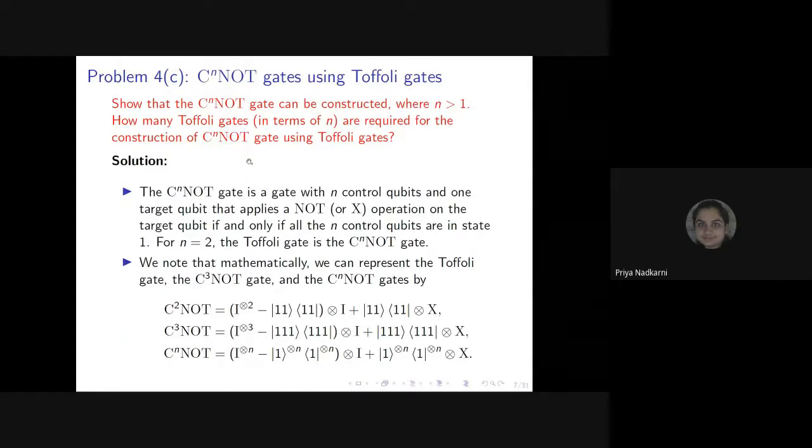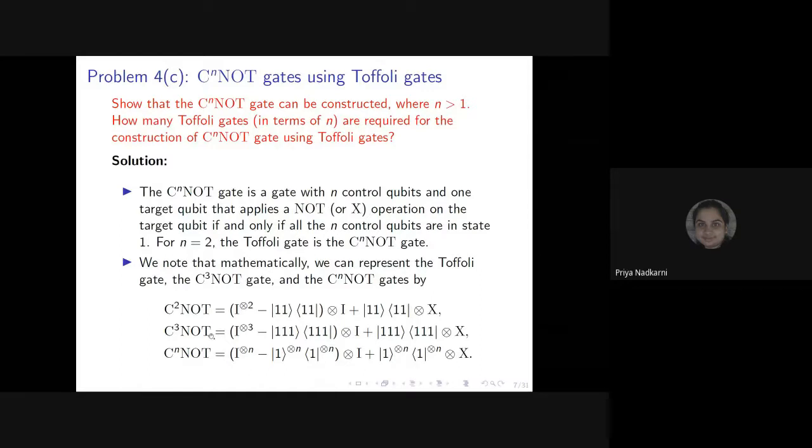So in the next question, we'll see how we implement any C^n NOT gate using Toffoli gates. The question is, show that the C^n NOT gate can be constructed, where n is greater than 1. How many Toffoli gates, in terms of n, are required for the construction of the C^n NOT gate using Toffoli gates? The C^n NOT gate is similar to the Toffoli gate, but in the Toffoli gate we had 2 control qubits. Here we'll have n control qubits, and 1 target qubit as usual. Only if all the control qubits are in state 1, then we apply the bit flip operator on the target qubit.